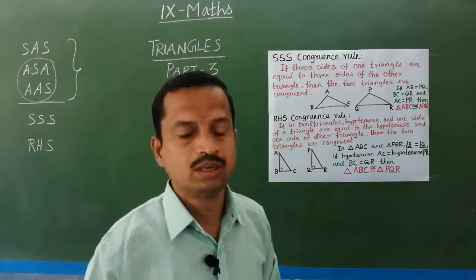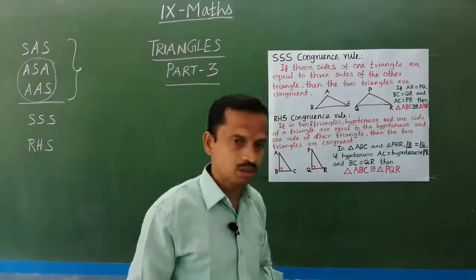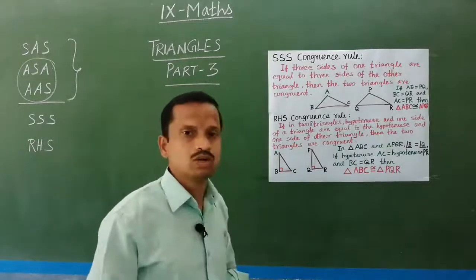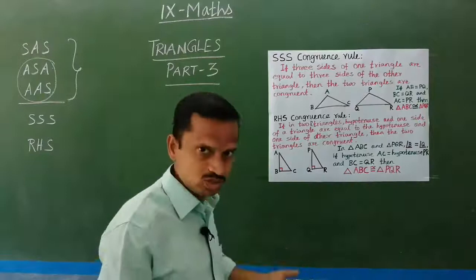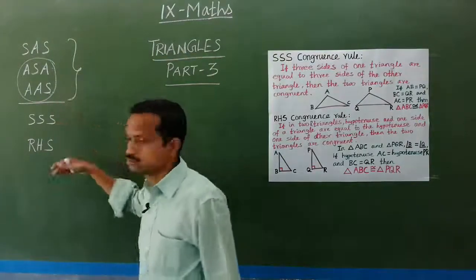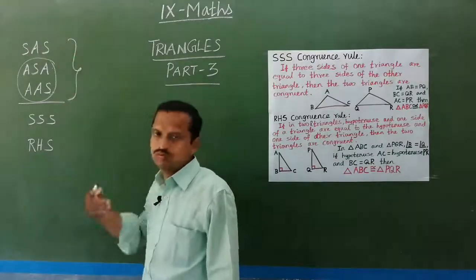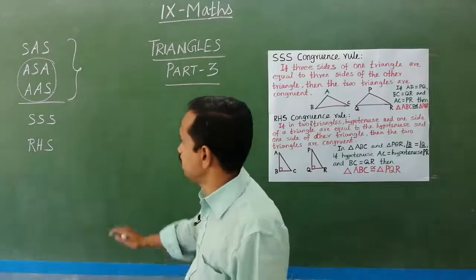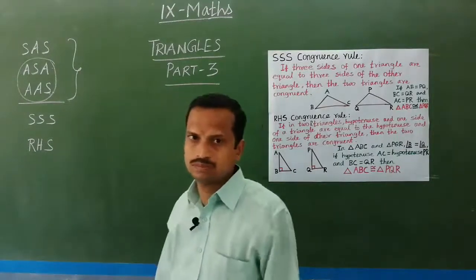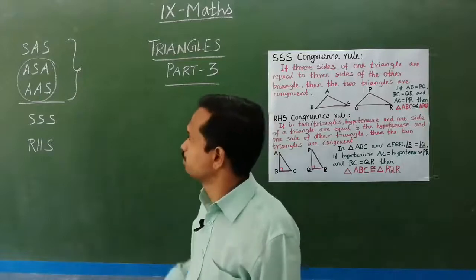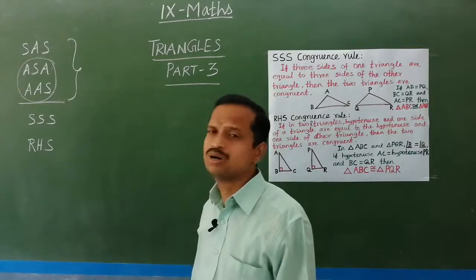Is it clear, children? You have to remember that rule. So in 7.3 we are going to apply these two rules and also the previous congruence rules, all these. Clear? These three also for the proof sums. To prove a sum, we have to apply all these rules wherever needed. So you should remember all these.